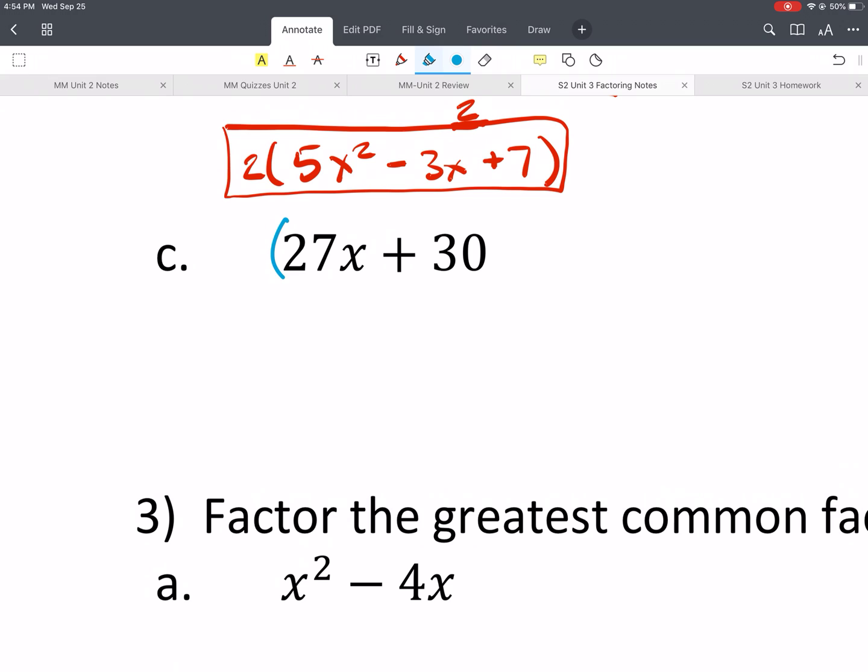Next, put our parenthesis, figure out what can we divide 27 by and 30 by. Maybe you'd say 3. So here we could do 3. We could divide everything by 3. So we got 3. 27 divided by 3 gives us 9x. And then 30 divided by 3 gives us 10.